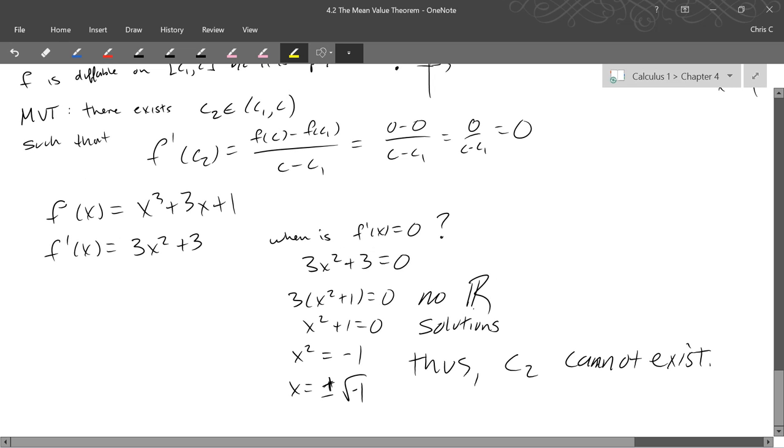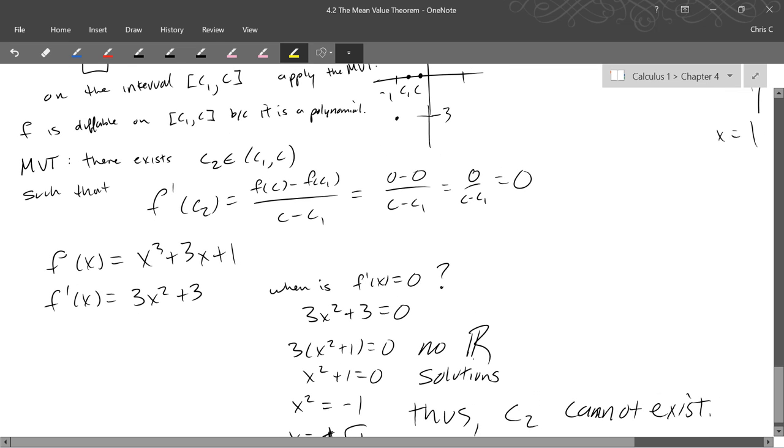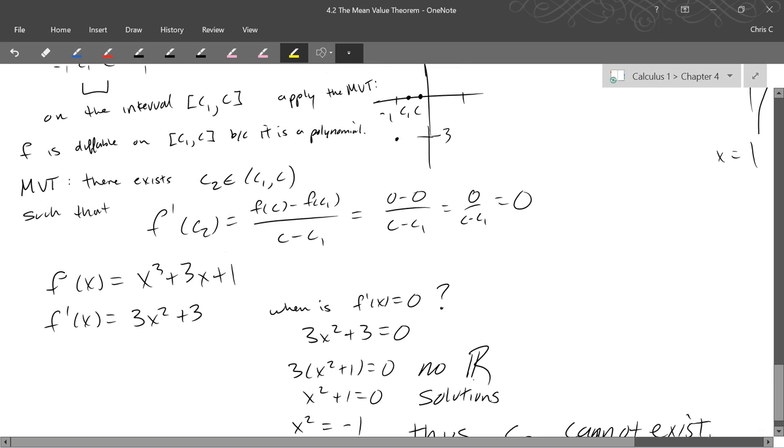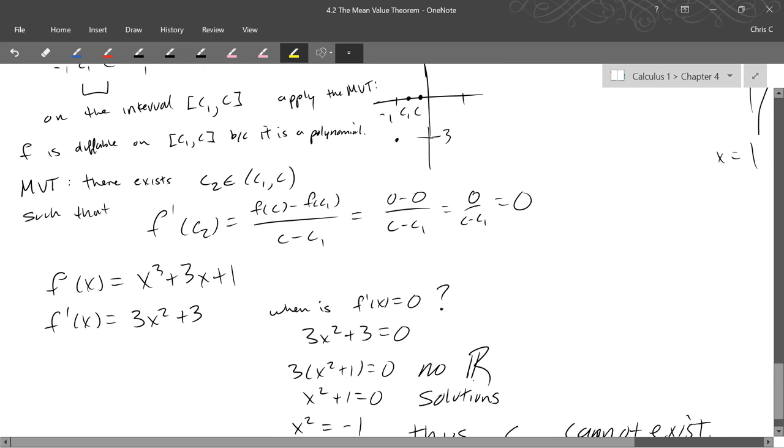All right, but, whoa. So C2 cannot exist. So at this point, either the mean value theorem is wrong or our supposition is wrong. So theorems are not wrong in math. It's not science class. You can't argue about theorems. So a theorem either is or it isn't. There is no, it might be disproved later.